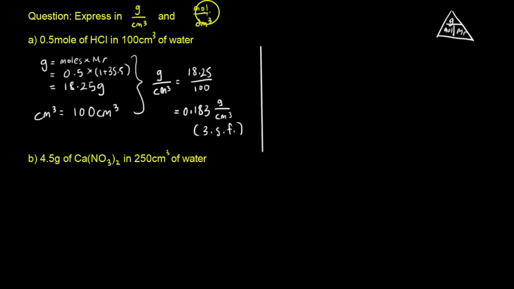Maybe another example. Now they want me to be in mole and dm³. So do I have moles? Yes, I do. Moles is just given as 0.5, so there's no change to that, 0.5. What about dm³?